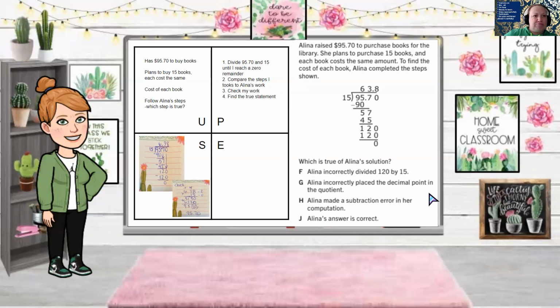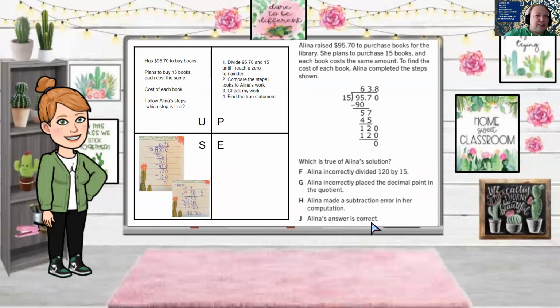Okay, no. Alina incorrectly placed a decimal point in the quotient. Maybe. It looks like it, but maybe. Let's finish reading the other choices first. Alina made a subtraction error in the computation. No, 95 minus 90 is 5, and 57 minus 45 is 12. And 120 minus 120 is correct. So her subtraction is not wrong.